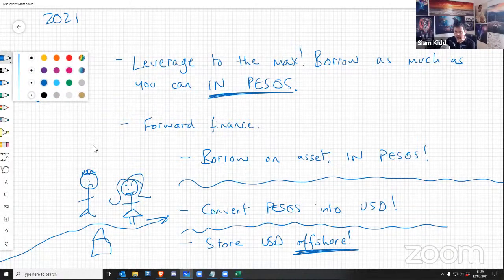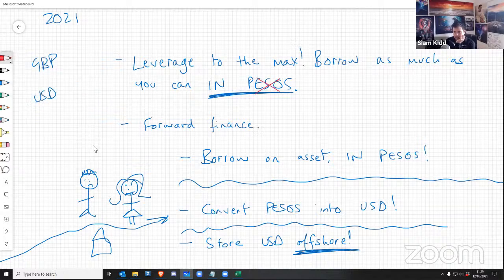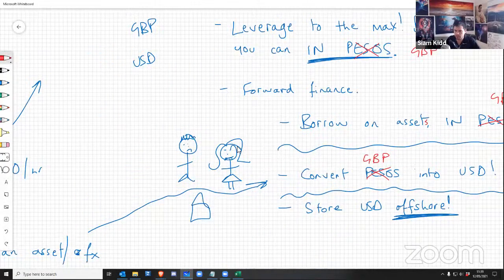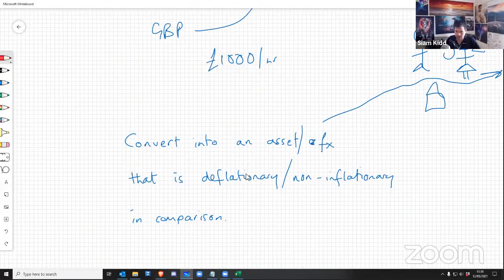So what do we do? We need to leverage to the max. We need to borrow as much as you can in GBP. We need to forward finance or get a business, do whatever you can. You need to borrow on assets if you can in GBP. Now, going back to that definition, we need to convert our GBP into something and harbor our wealth in anything that is deflationary in terms of currency supply or non-inflationary in comparison.